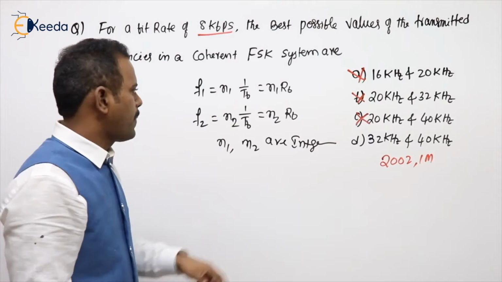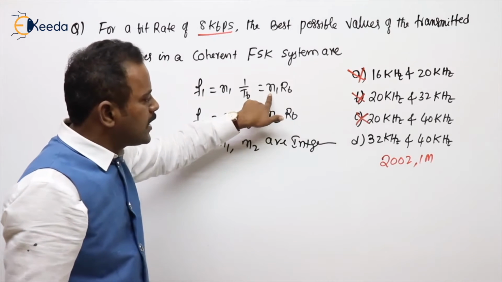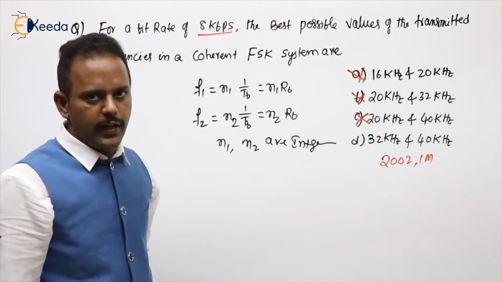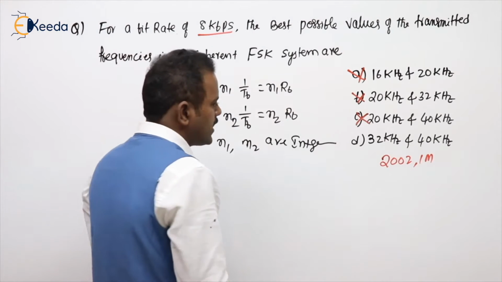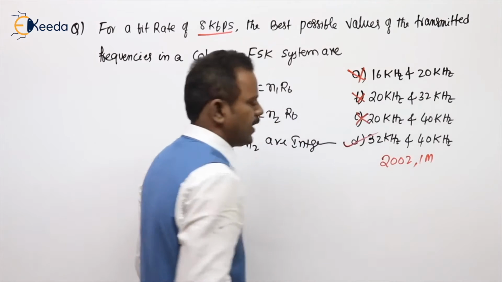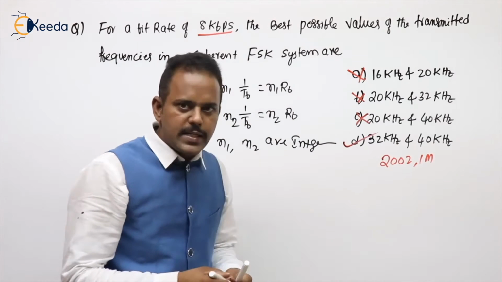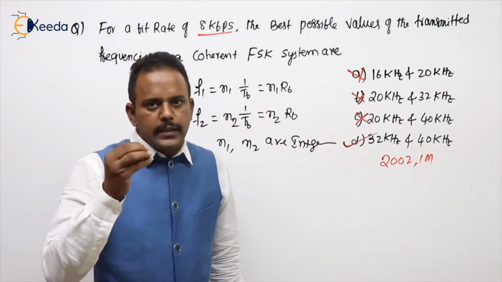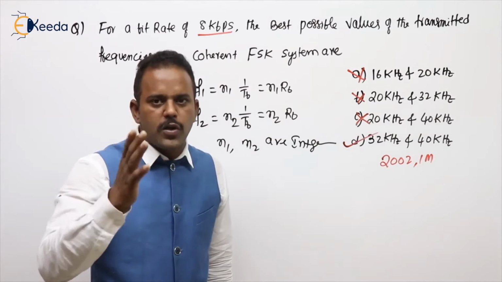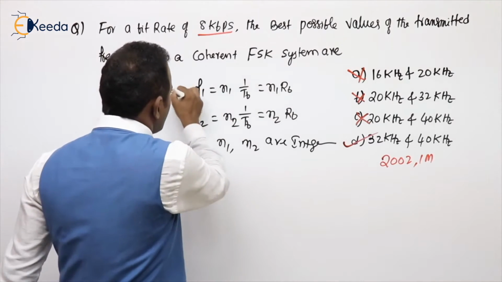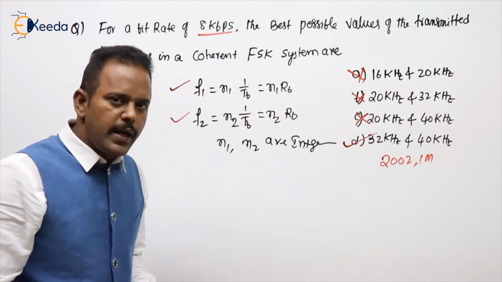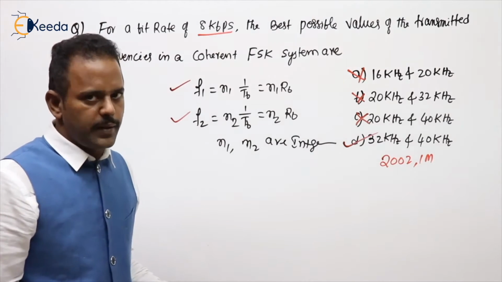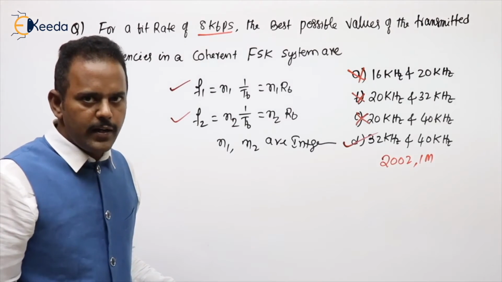See the last option. 8 4s are 32, 8 5s are 40. So 40 and 32 is possible, and the best choice will be 32 and 40K. The only logic you need to understand is that for the best possible values for orthogonality, this is the condition: F1 and F2 should be integer multiples of 1 by TB or RB. Both are the same. Got my point or not?